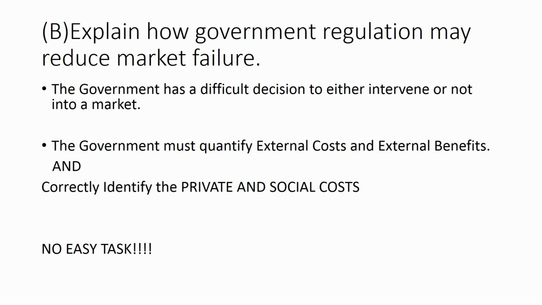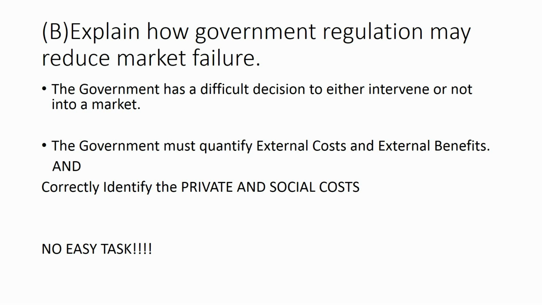In this case, the government has a difficult decision either to intervene or not into the market. The government must quantify external costs and external benefits and correctly identify the social costs. This is no easy task because the social costs are to the entire society. Your mom, your dad, your friends, the people you shake hands with, people you talk to, strangers that you haven't talked to before. The external cost and the external benefit involve all of them within the economy, our city, or even a whole country.